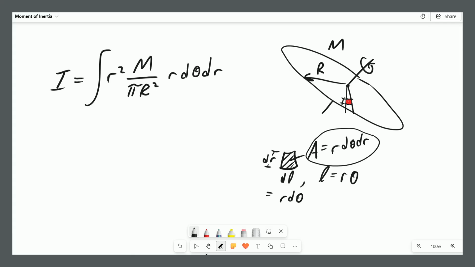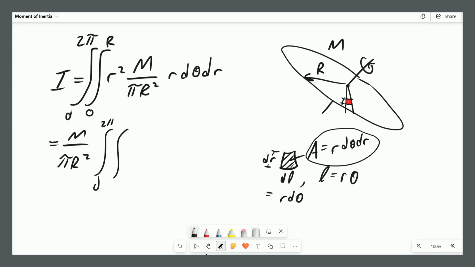So let's do this integral. The M over pi R squared. By the way, it is a double integral where theta is integrated from 0 to 2 pi, because we're going all the way around, and r is integrated from 0 to capital R, because that's the radius of the disk. So then we have our two integrals here, and we have a third r, so it's actually r cubed d theta dr. Okay, let's keep going.